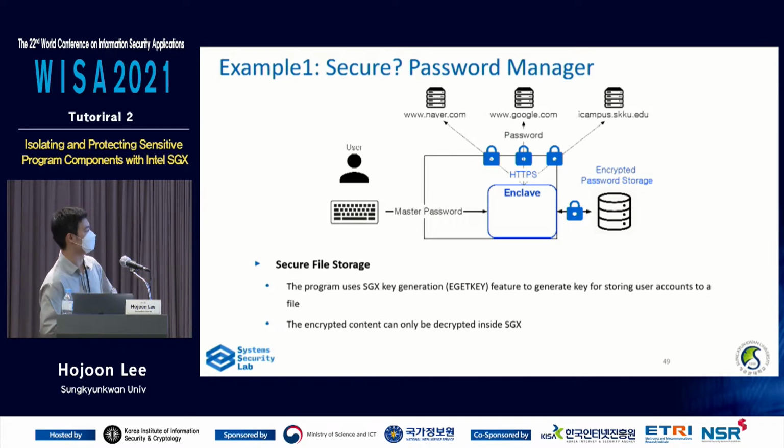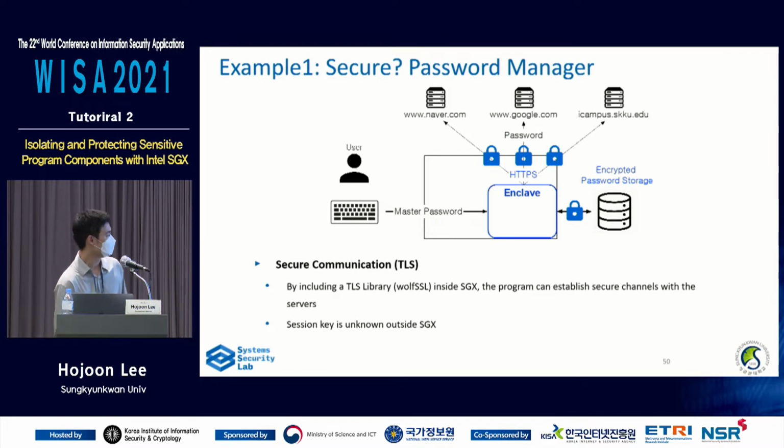If you take a look at our source code example, you're going to see a function called seal, and it's just a simple API call to the SGX SDK. The second facility that we're using is the secure communication inside the enclave. As you can see, the student included a TLS library, the wolfSSL library, inside SGX. So the SGX program is linked with the wolfSSL library. The program established the TLS channel with the server inside SGX, meaning the session key only stays inside SGX, and the untrusted program components cannot see the encrypted channel. So this is an example of establishing a TLS inside SGX.